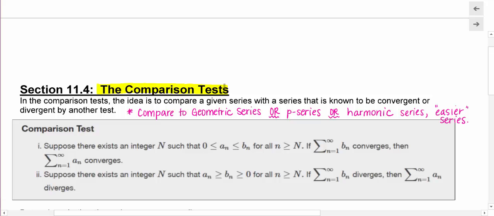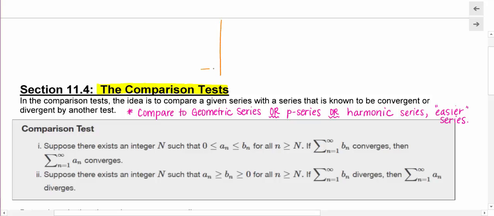There are two comparison tests. There is what I will call a direct comparison test, where you're going to look at inequalities, and then there's a limit comparison test. I've been teaching calculus for about 20 years now, and in my experience, students have preferred the limit comparison test because by now doing a limit is pretty quick for you. But let me just show you what the direct comparison test shows first.